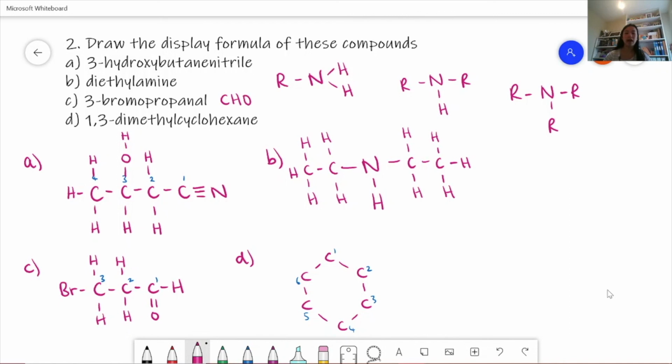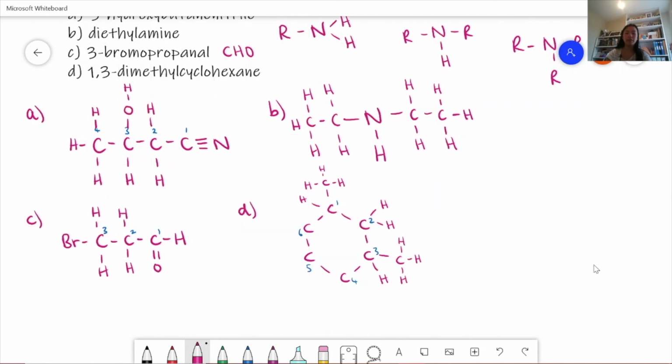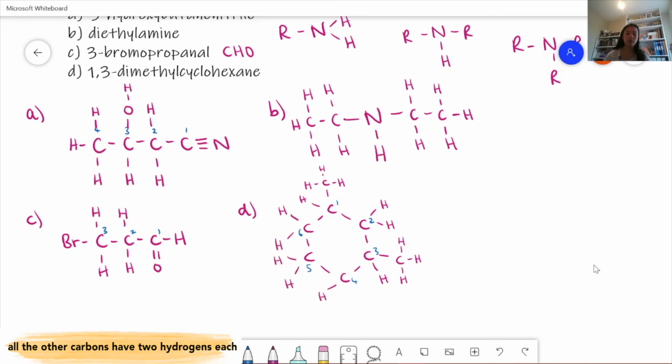And so we have a methyl group, so we have C and then H3. Again, you need to remember to draw every single bond because it's the display formula. And then also on carbon number 3, we also have a methyl group. And then the rest have 2 hydrogens each, because each carbon can bond 4 times. And that's 1,3-dimethylcyclohexane.